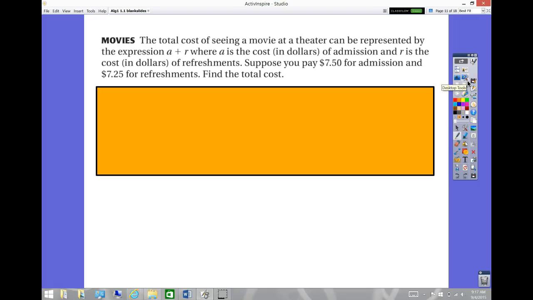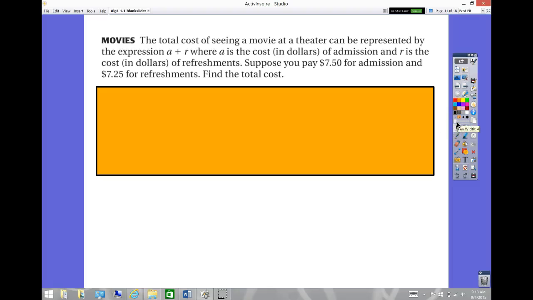Okay, this is a word problem kind of example. The total cost of seeing a movie at a theater can be represented by the expression A plus R, where A is the cost of admission and R is the cost of refreshments. Suppose you pay $7.50 for admission and $7.25 for refreshments. Find the total cost.